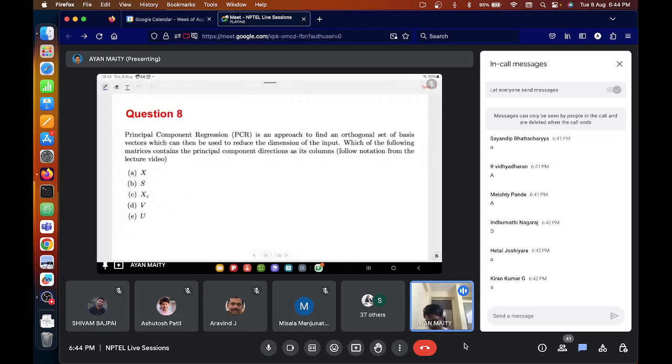Now moving on to question 8. Principal component regression, or PCR, is an approach to find an orthogonal set of basis vectors which can be used to reduce the dimension of the input. Which of the following matrices contain the principal component directions as its columns? So you have to follow the notations that are given in the video lectures. Based on the matrix notations used in the video lectures, you have to find out which matrix contains the principal component directions as its columns.